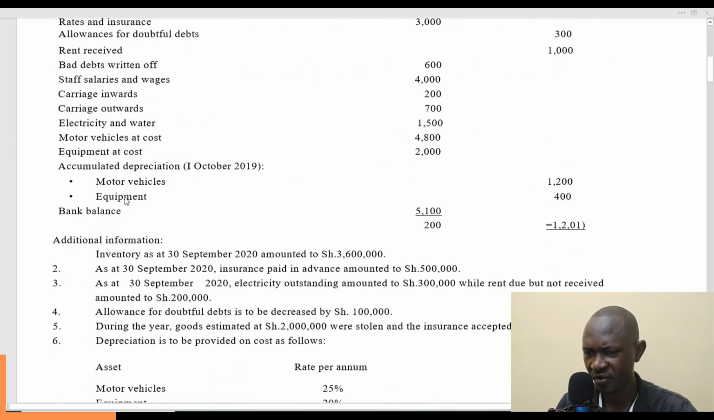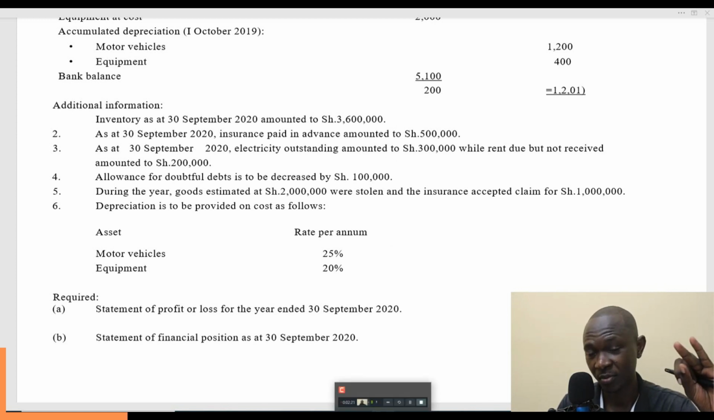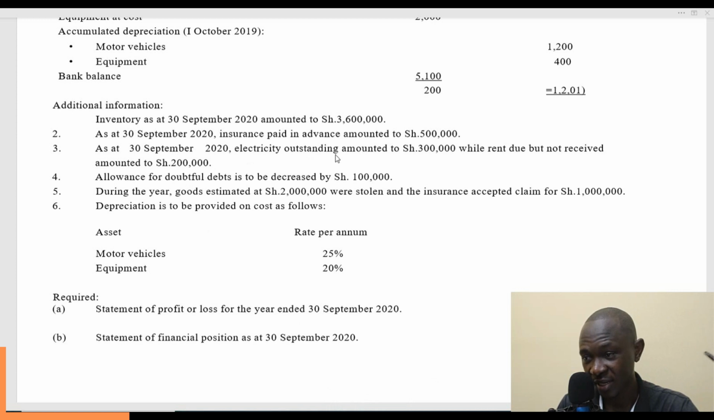Having said that, I will just go through the additional information so that I familiarize myself with everything on it. So I know I have closing inventory, which is here. I know I have prepaid insurance, and prepaid insurance affects both P&L and the financial statement. I also know I have outstanding electricity, 300,000. Rent due but not received amounted to 200,000. Rent due is under incomes and gains received. It's in the P&L and it's also found in the financial statement.